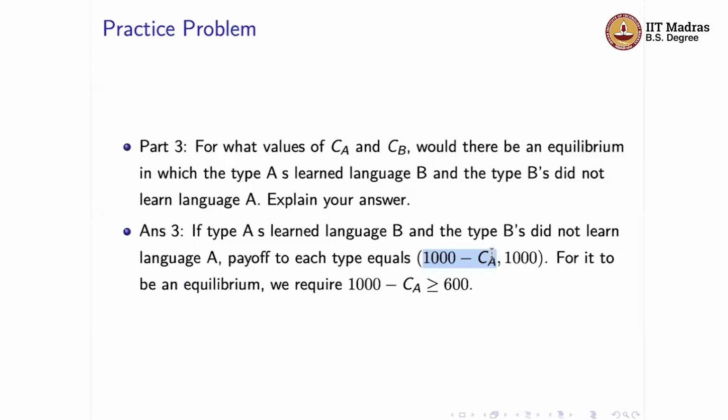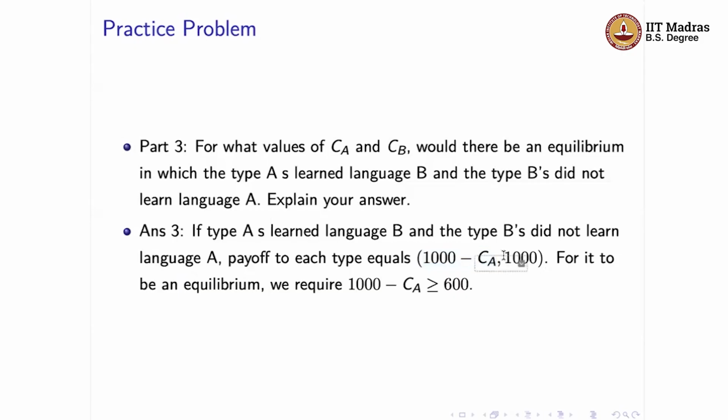Why? Because you are able to speak with not only people of your own language, but you are also able to speak with type B. So that is the 1000, but you have to incur a cost of CA as well. So for each type A person, the payoff is 1000 minus CA. What about type B? Well, they can speak with not only themselves, the native speakers, but they can also speak with type A people without incurring the cost. So their payoff is 1,000.